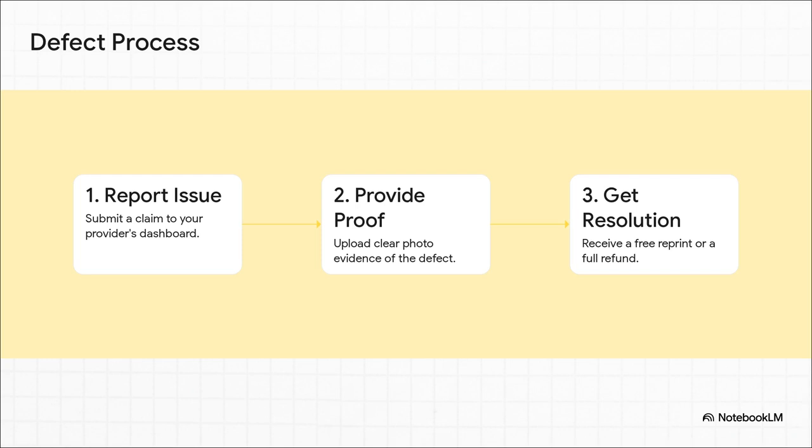First, you report the issue to your provider, usually right from your dashboard. Second, you upload the clear photos of the problem that your customer sent you. And third, the provider checks it out and then issues a free reprint order or refunds the cost to your account. That's it. It's so simple. No long phone calls, no big arguments, just a clean, documented process.